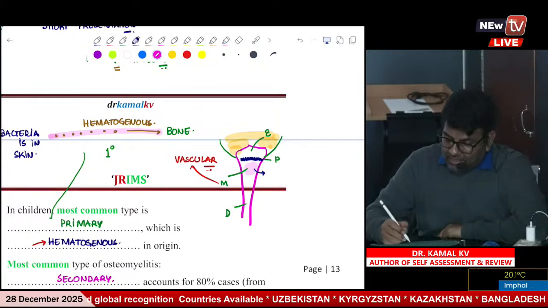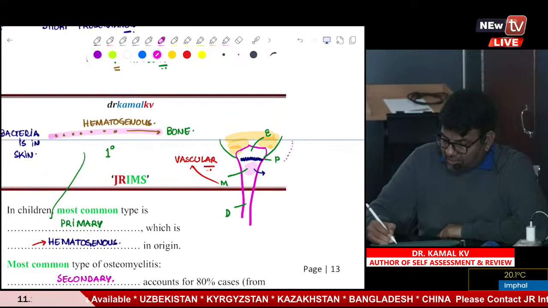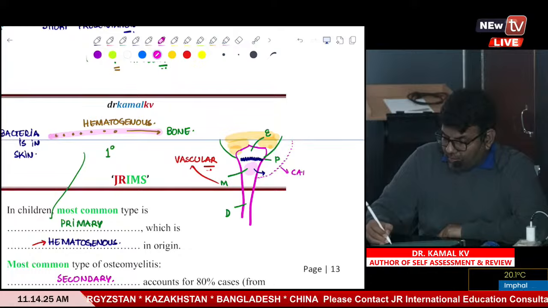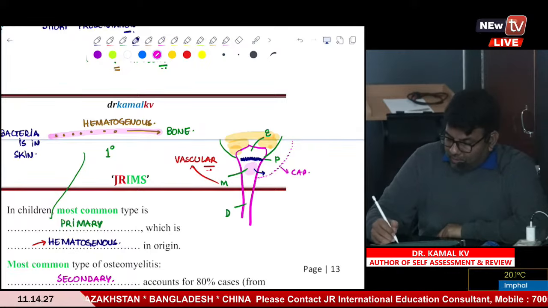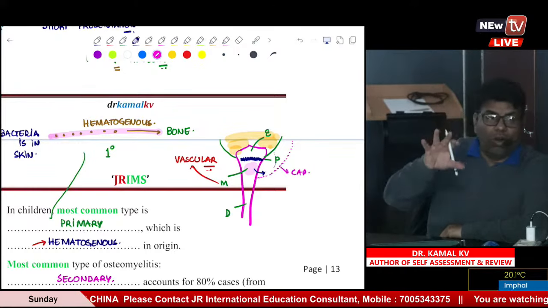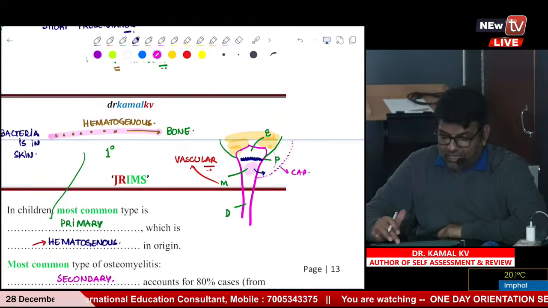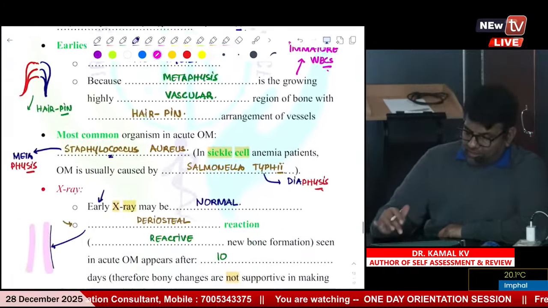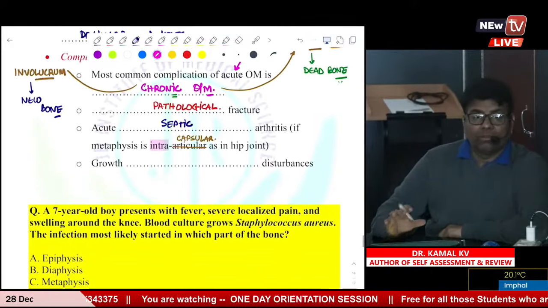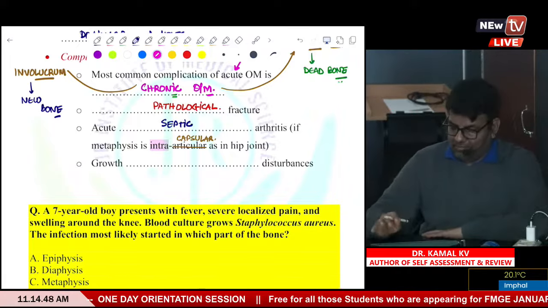But think of a case where the capsule is attached like this. If this is the capsule, what is happening? The pus is directly going into the joint space. So it can involve the joint, and that condition is known as septic arthritis. So septic arthritis will only be taken as a complication if the metaphysis is intracapsular, right?